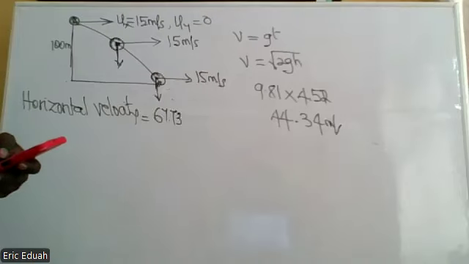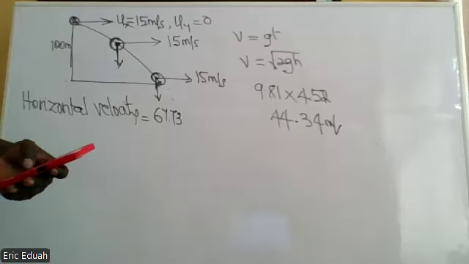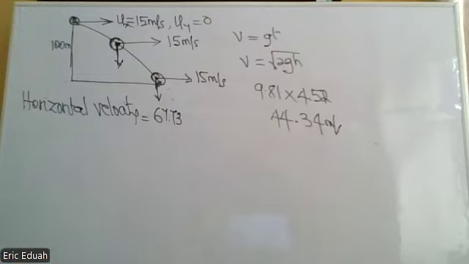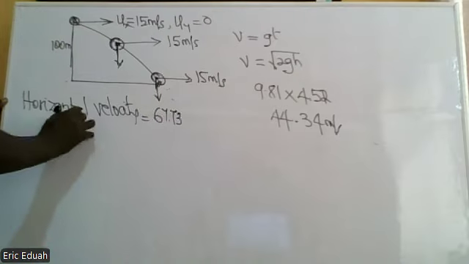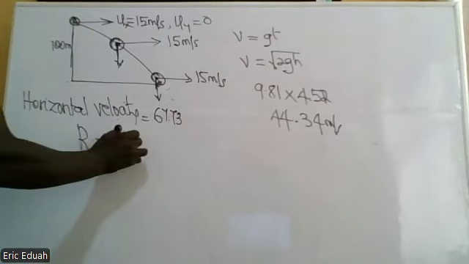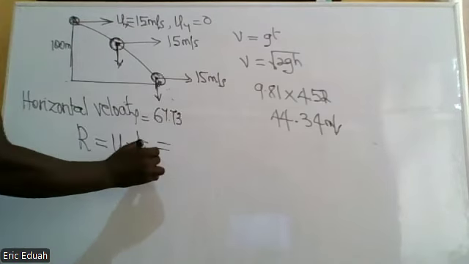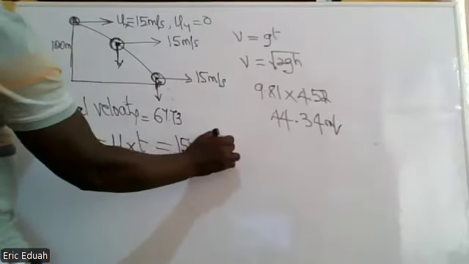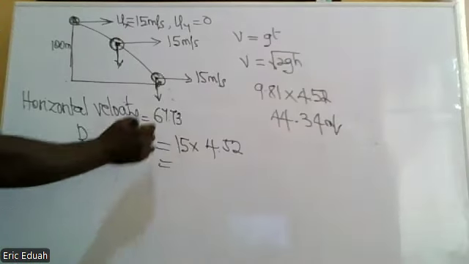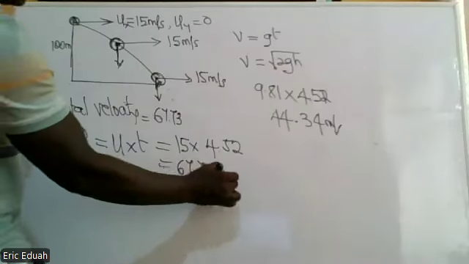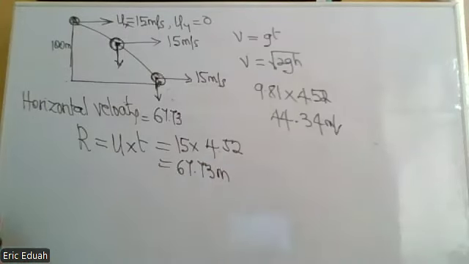Then, how far did the ball travel horizontally in its flight? This is the range. Okay, so Prince, this is the range, and we know the range is equal to the constant horizontal velocity times the time of flight. So we have 15 times 4.52. And Pascaline is saying that that will be 67.73 meters. Please, are we okay?